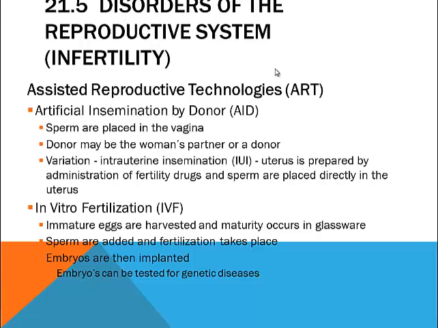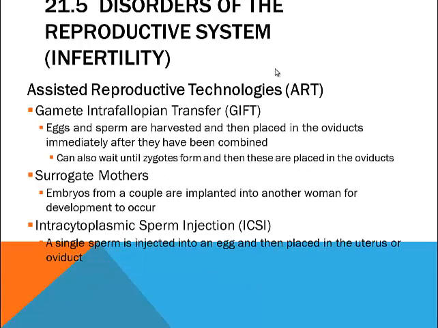IVF, or in vitro fertilization, is the next assisted reproductive technology. During in vitro fertilization, immature eggs are harvested and coaxed to maturity in a test tube or glassware. The sperm is added and fertilization takes place. Then the embryos are implanted. These embryos can be tested for genetic diseases.